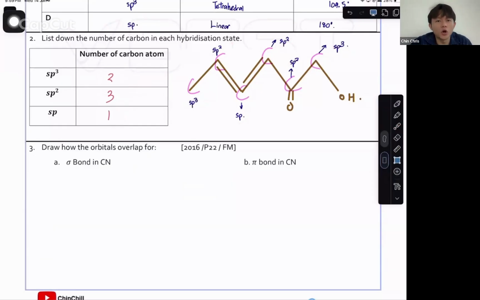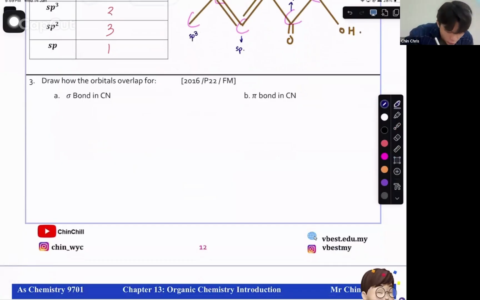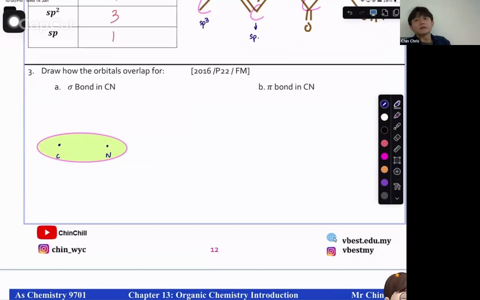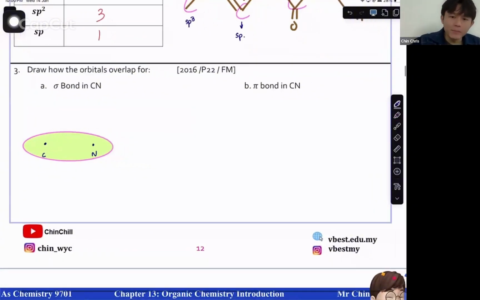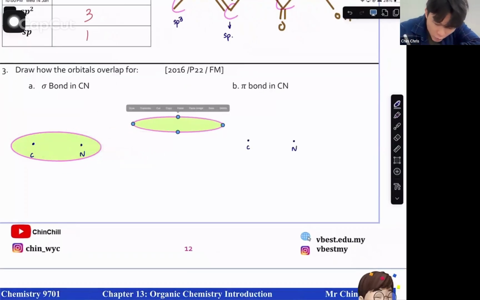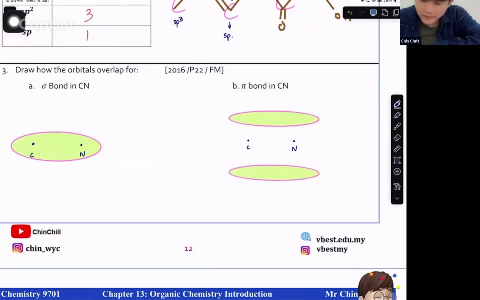All right, guys, next. Draw how the orbital overlaps for a sigma bond in C and N. You can draw an atom for N and an atom for C, representing the nucleus of carbon and nitrogen. For a sigma bond, it's always a direct overlapping. You can just draw an oval shape that circles around the C and N. That will be your sigma bond. This shows a direct overlapping. How to draw a pi bond? Pi bond is always above and below. Remember that. So you can draw 2 lobes located above and below. That's how you draw your sigma and pi bond.